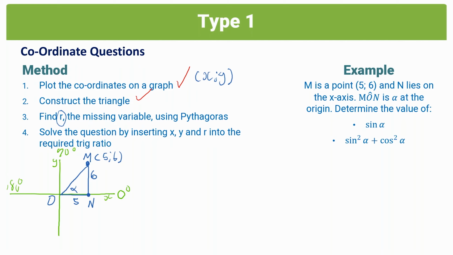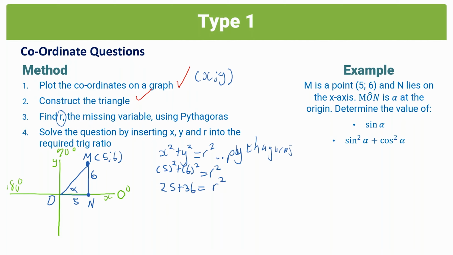From Pythagoras, we know that x squared plus y squared equals r squared. So we can substitute x and y in. That'll be 5 squared plus 6 squared equals r squared. So 25 plus 36 will give us r squared, and added together that gives us 61 equals r squared. But obviously we're looking for r, not r squared, so we have to square root both sides to get rid of that exponent. So r will be equal to root 61.